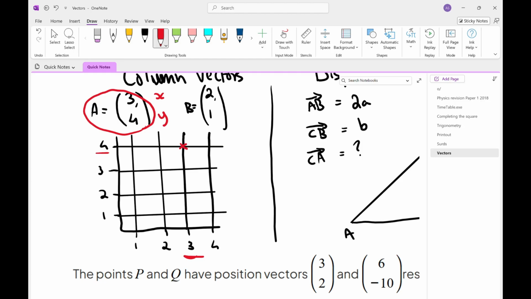And they might also give you another point, so that might be A. So B is 2, 1. How do we find 2? X. How do we find 1? Y. And it's just simply there, and you might have to draw a line in between. So this is the first type of vector.